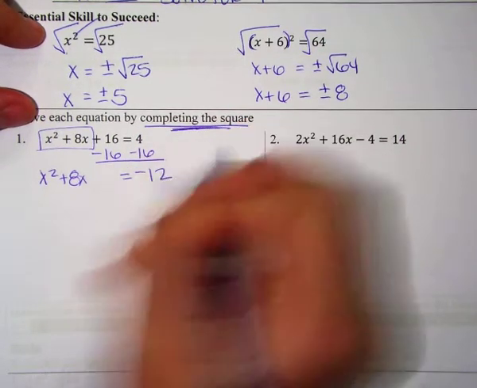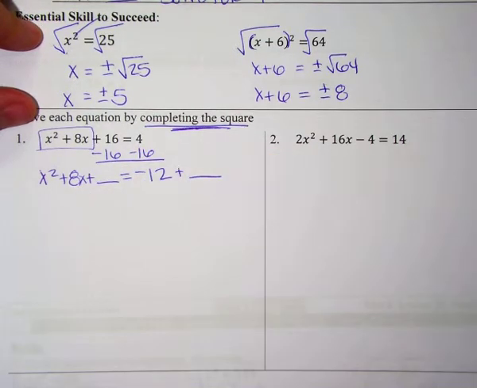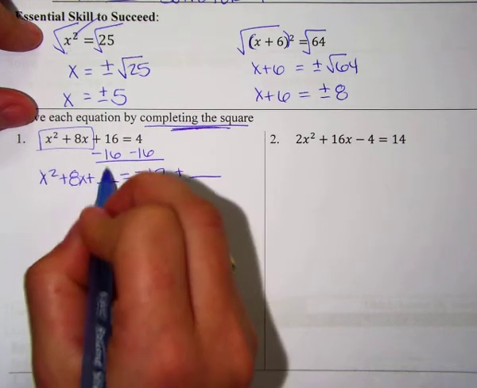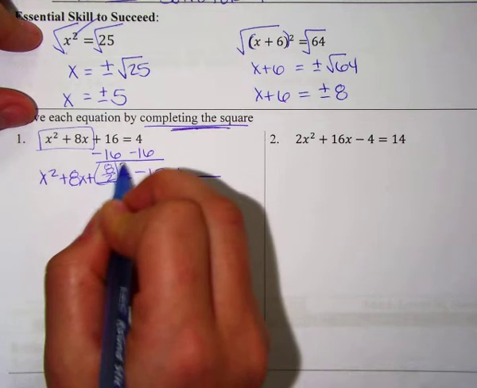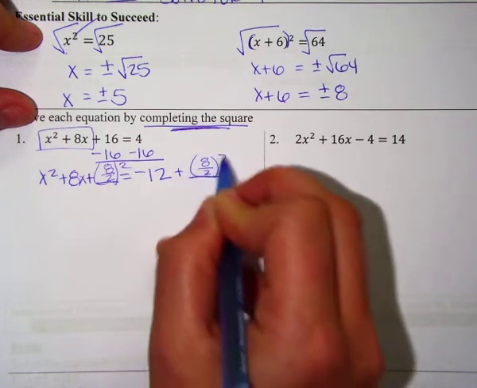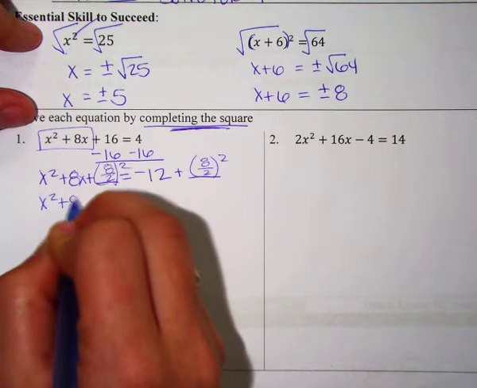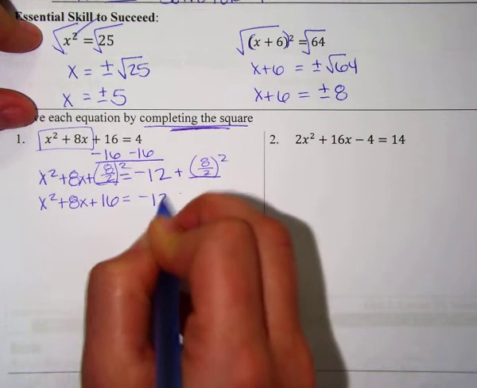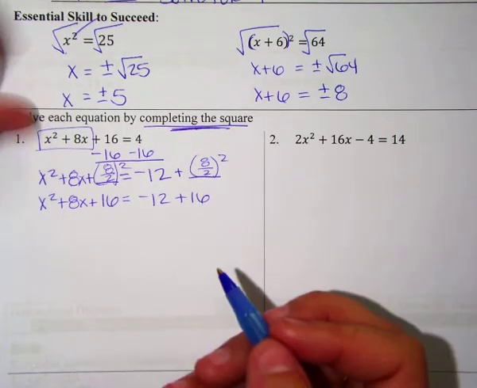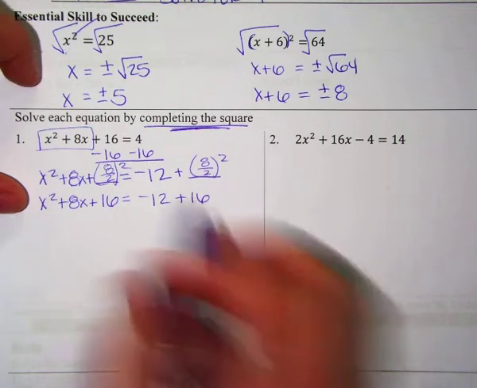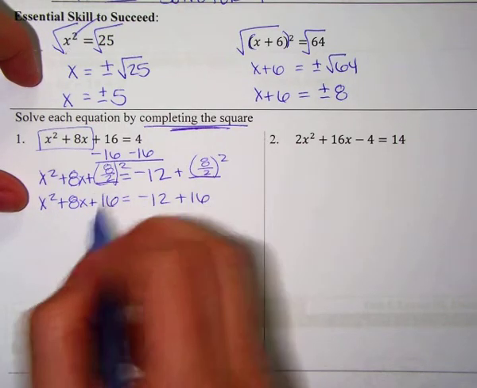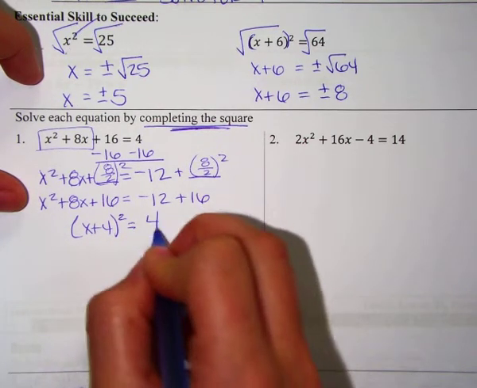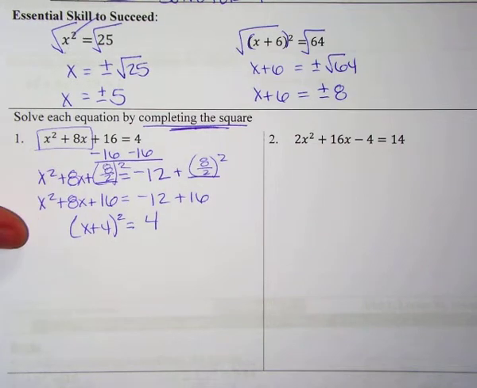Now I'm actually going to complete the square by adding some value to both sides. That value is b divided by 2 squared. Rewrite this as x squared plus 8x plus, 8 divided by 2 is 4, 4 squared is 16. The purpose of that was so that this was a perfect square. This is x plus 4 times x plus 4. Negative 12 plus 16 is 4. So this is how far we went yesterday.